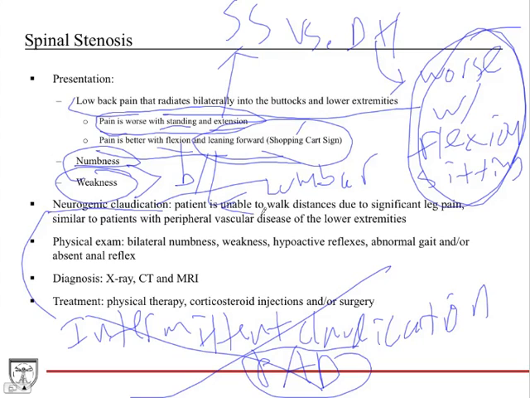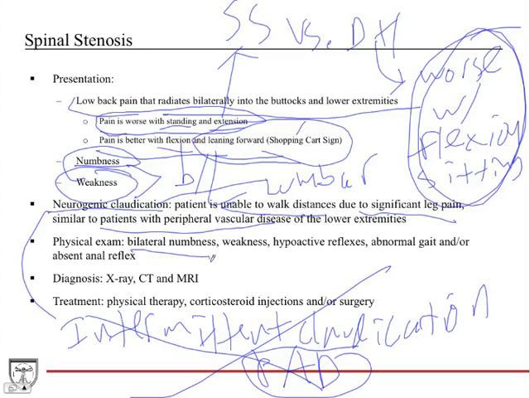So they're unable to walk distances due to significant leg pain, okay? It's, like I said, similar to patients with vascular disease of the lower extremities. The difference is if you do Dopplers and you look at the arteries, their arteries are going to be fine. The problem is the compression of the spinal nerves. It makes them weak. They can't walk as far, and they have a lot of pain. And so usually they can't walk as far. They need to rest, that kind of thing.